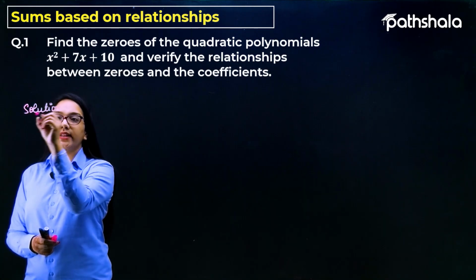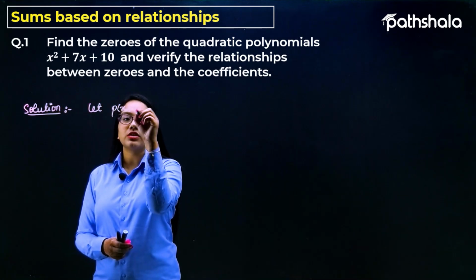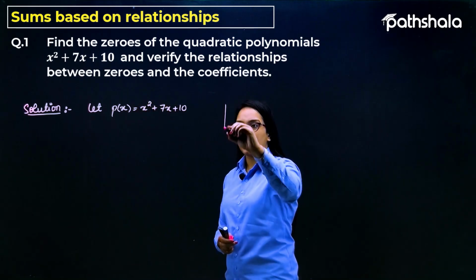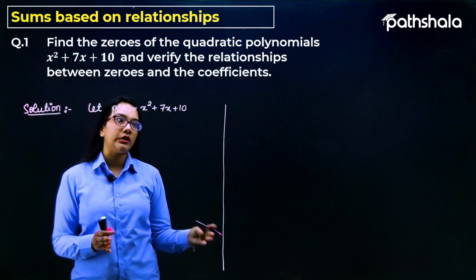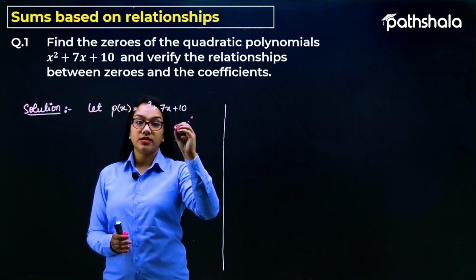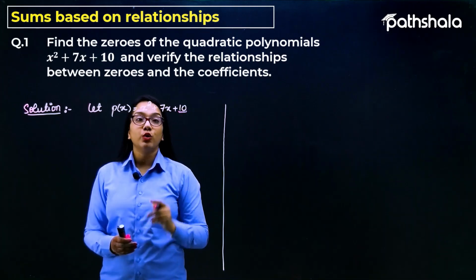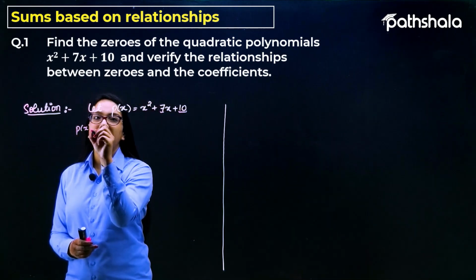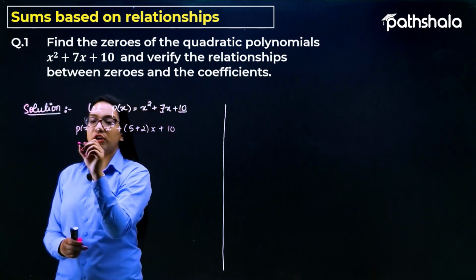First of all, it says find the zeros of the quadratic polynomial. Let p of x be the polynomial, which is x square plus 7x plus 10. Let us suppose this is our quadratic polynomial. Now we can use either the splitting the middle term method or the factor theorem to find the factors or the zeros of this quadratic polynomial. We have to look for two numbers whose multiplication is 10 and whose sum is 7. So it is 5 and 2 obviously. So we can express it as p of x is x square plus 5 plus 2 of x plus 10.